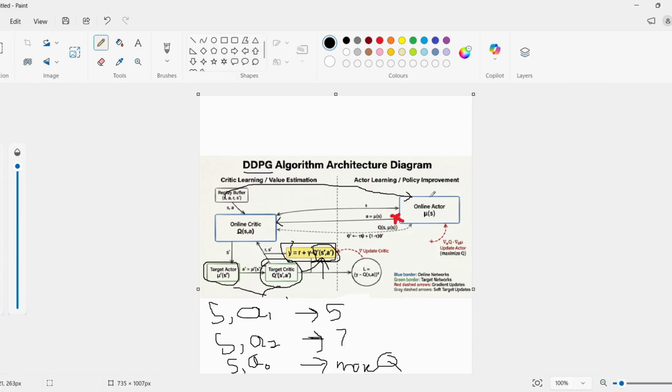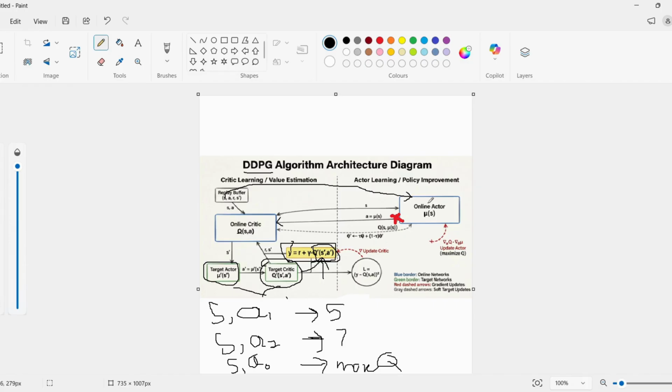So now we know for what purpose the critic is used. We know for what purpose the actor is used. The critic is trained to estimate the Q value of a given state action pair, and the actor is trained to give us the best action given the state.